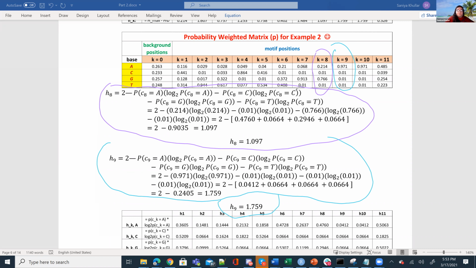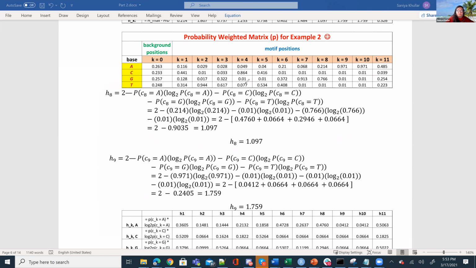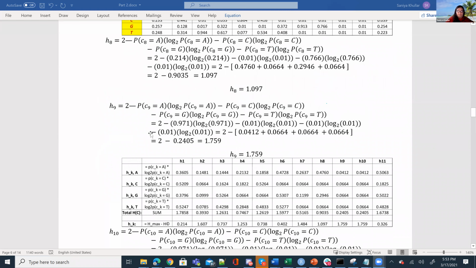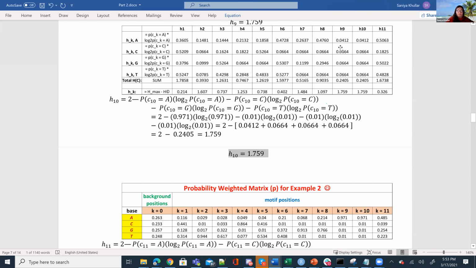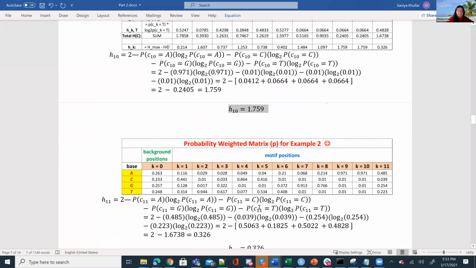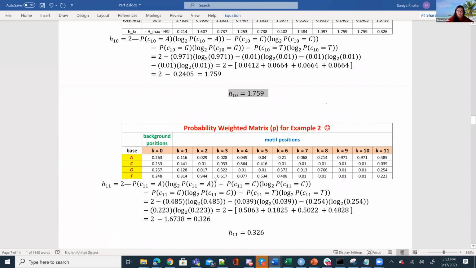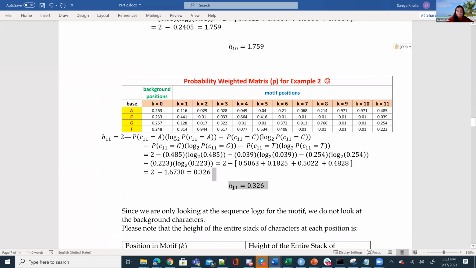And then you have H10, which you'll get is 1.759. I'm just showing you that these results are the same. So 1.759 here maps here. And then for the last spot in the motif, we get 0.326. And that's what we've gotten over here.